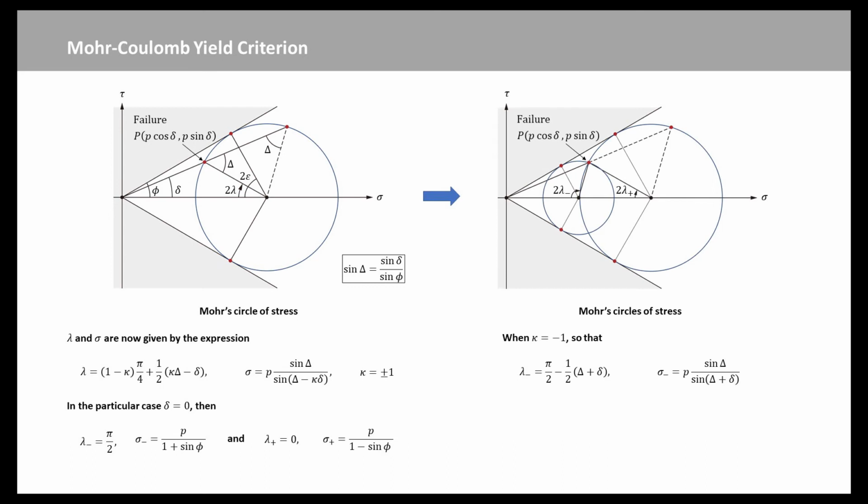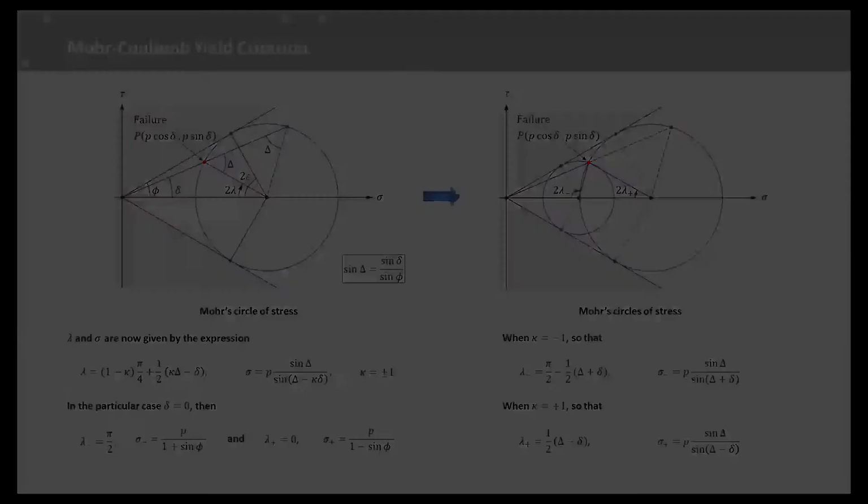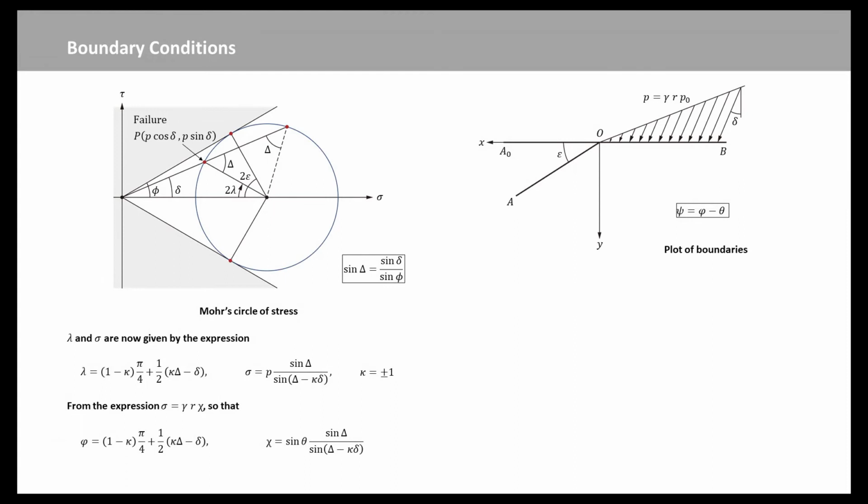To interpret the two characteristics, there exist two different stress states. For given values of P and delta, one of them corresponds to kappa equal to negative 1, so that the lambda and sigma are expressed here. The other corresponds to kappa equal to positive 1, so that the lambda and sigma are expressed here. Now we know the stress state in the soil body. Next, we can introduce the stability of foundations.